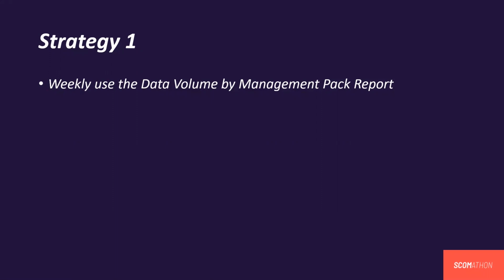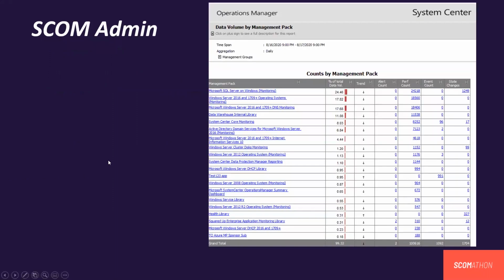So it's called the data volume by management pack report. We will look at it in the next exercise as well and in the demo. It looks like this. What it will show in this case is a top, I don't know what I selected, top 20 management packs by data volume. Mostly what you will see is that the performance counters and the event counters always win. So they are always at the top. And in this case, that is the case as well.